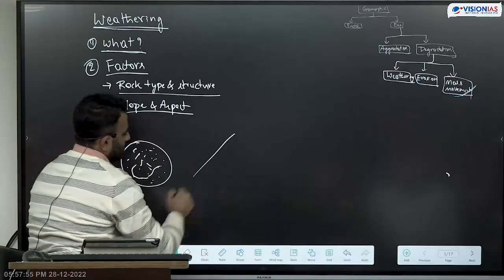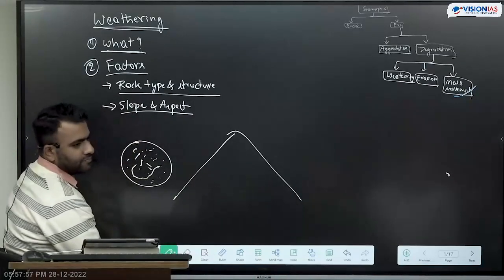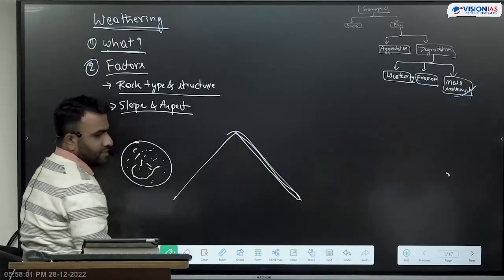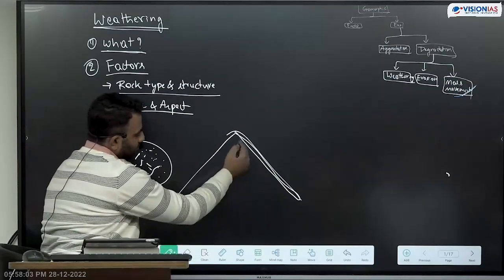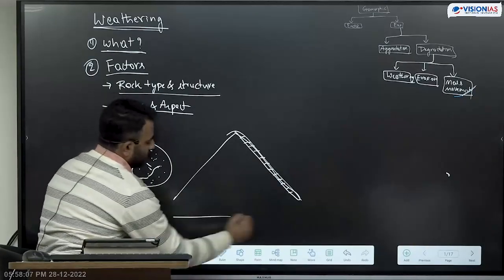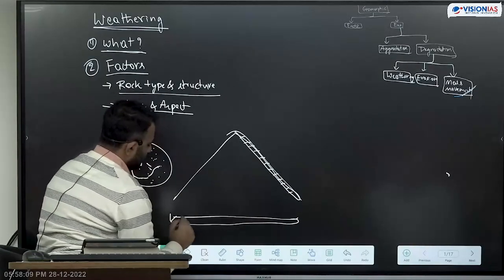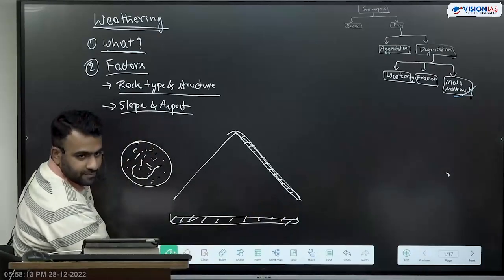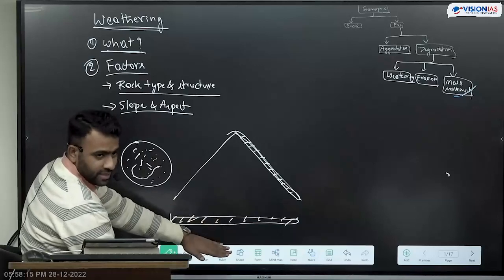So wherever there is higher slope, here also the exposed surface is undergoing weathering. But what is happening? The weathered portion is removed very easily. अगर पूरा flat है तो weathered portion बस वही ऊपर ही रहता है. It will protect the lower layers from further weathering. The weathered part will protect the lower layers from further weathering.